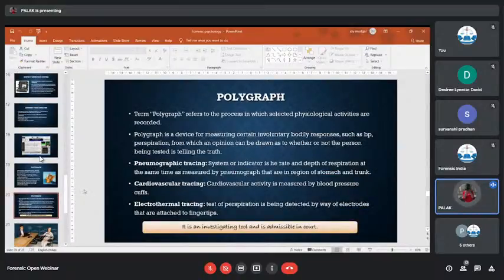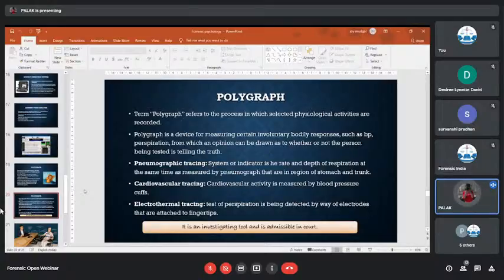The term polygraph refers to the process in which selected physiological activities are recorded. Polygraph is a device for measuring certain involuntary bodily responses such as BP and perspiration, from which an opinion can be drawn as to whether or not the person being tested is telling the truth.